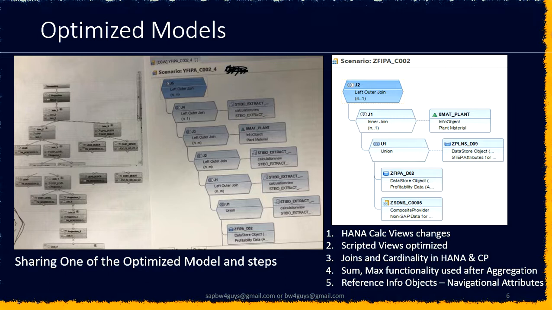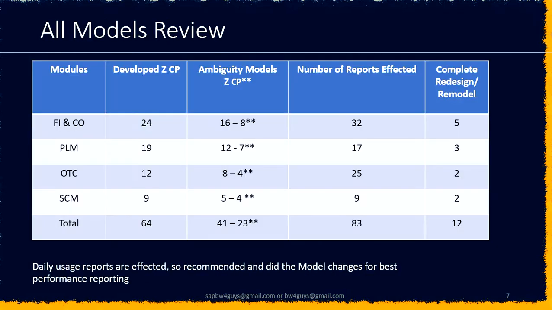This is how we built the better model, the one on the right side, which was able to run in 5 seconds. When we look at the complete project, around 64 CPs were created, and 41 are good while 23 had ambiguity. In those 23 ambiguity models, 83 daily usage reports were affected, and a total of 12 models needed to be redesigned from scratch.